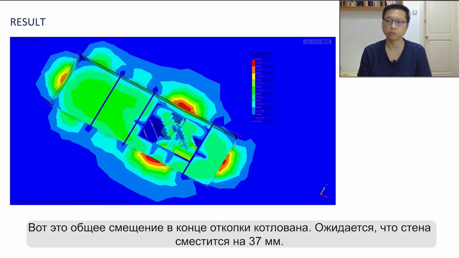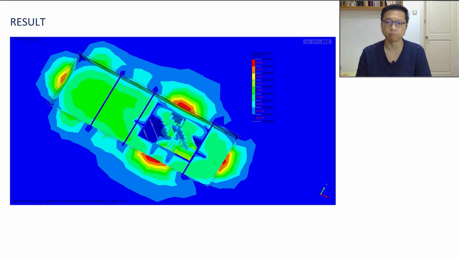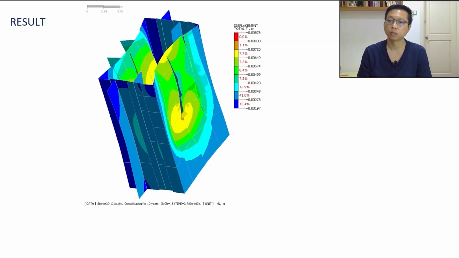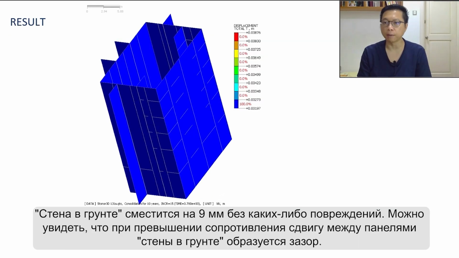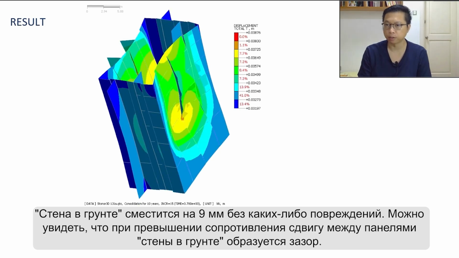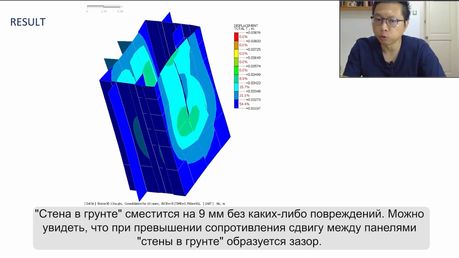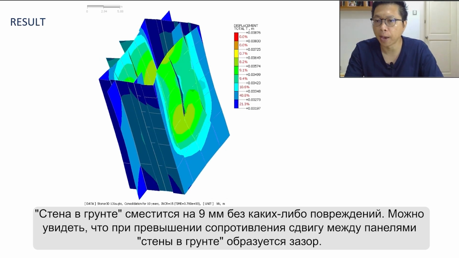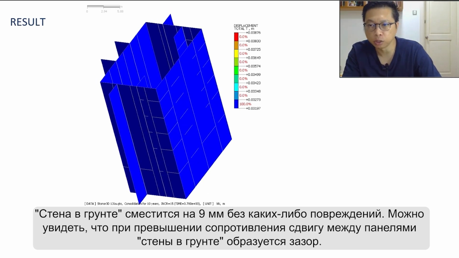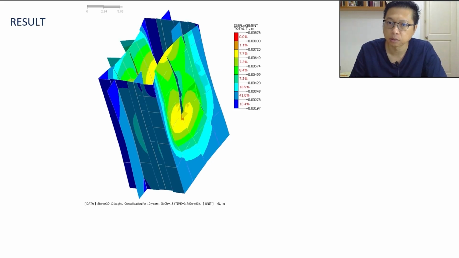This is the total displacement at the end of excavation. We expect the wall to move 37 mm. The diaphragm wall will move 9 mm without any failure. You can see that there is opening in between the diaphragm wall panels when the shear resistance is exceeded.